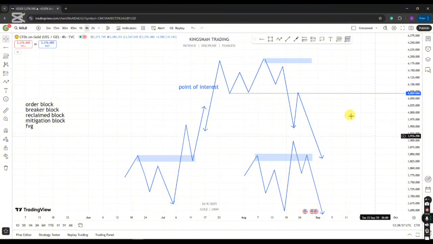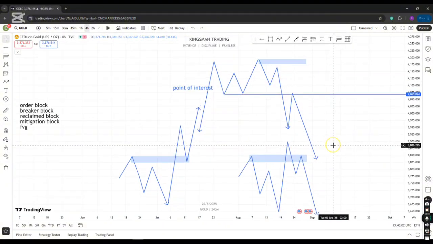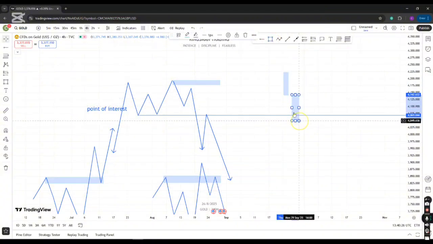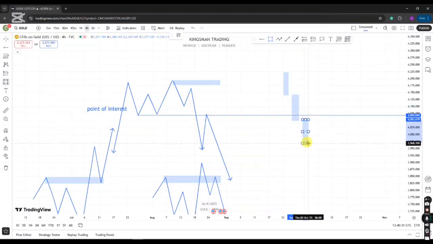And an FVG consists of three consecutive candlesticks whereby price leaves an inefficiency or an imbalance that price is most likely going to fill and then continue movement in that direction. So let's say as a result of this expansion, or let me just use another example. Let's say there are three candlesticks like this: one, two, three.